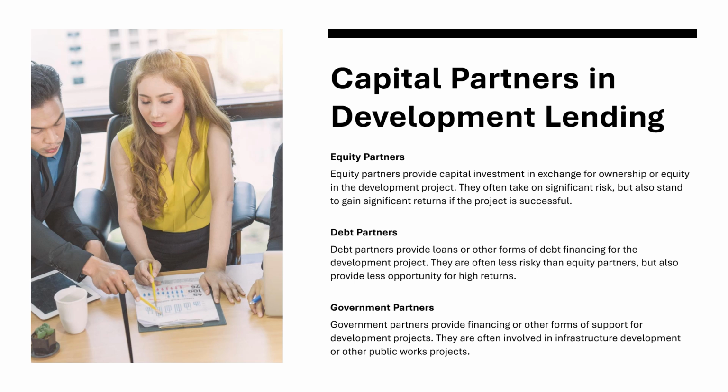Debt partners. Debt partners provide loans or other forms of debt financing for the development project. They're often less risky than equity partners, but also provide less opportunity for high returns. Government partners. Government partners provide financing or other forms of support for development projects. They're often involved in infrastructure development or other public works projects.